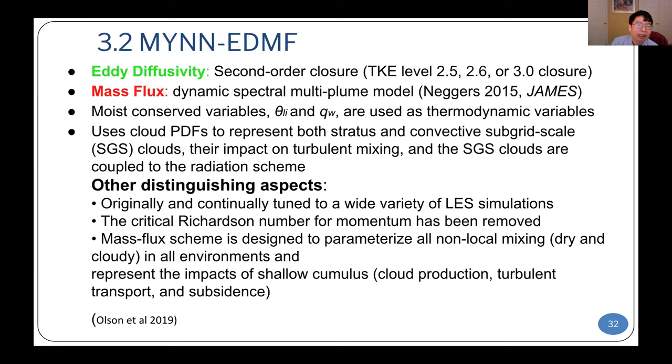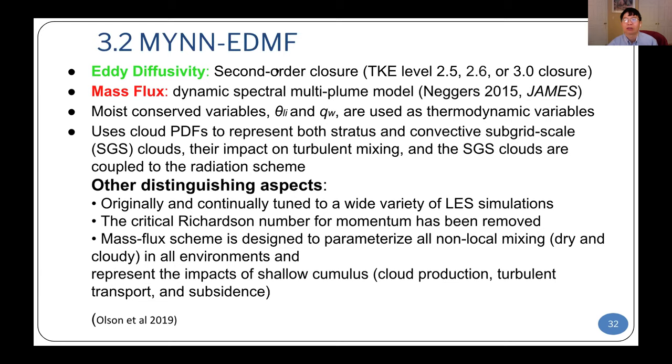Now let's look at MYNN EDMF. This name comes from four persons' names. M is Mellor, Y is Yamada, then two N's are two people starting with N. One is called Nakanishi, the other is called Niino. Put the four persons together, it's MYNN, then EDMF. ED is eddy diffusivity. This is a second order closure. In terms of TKE, it may have different levels. When Mellor and Yamada published their paper, they called it level 2.5. Then the other two persons made some improvements to the system, like 2.6 or even 3.0. But in general, they are called second order closure.